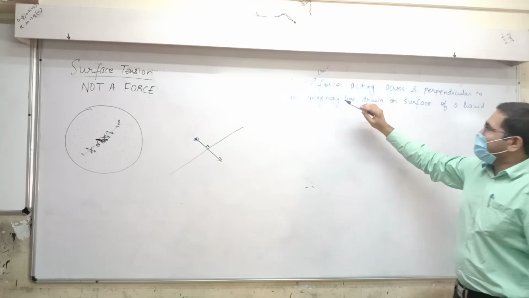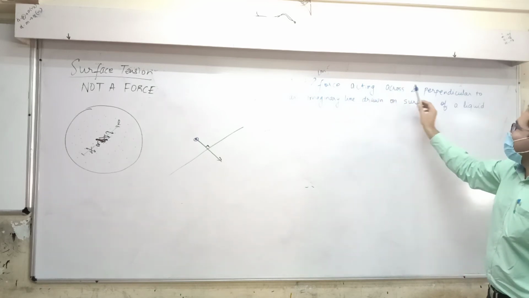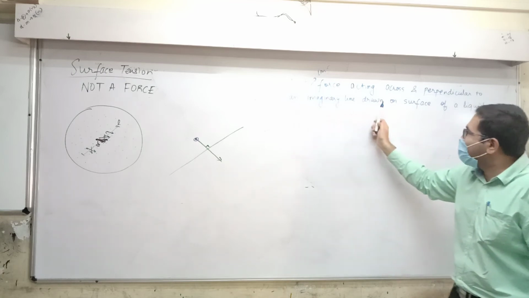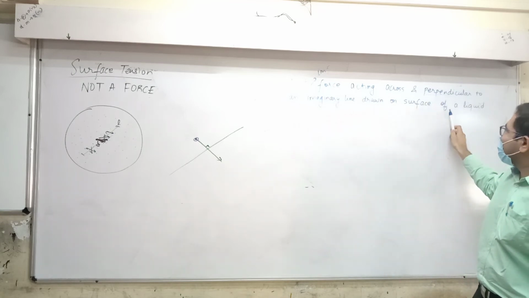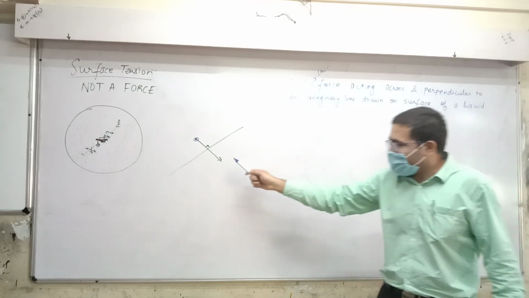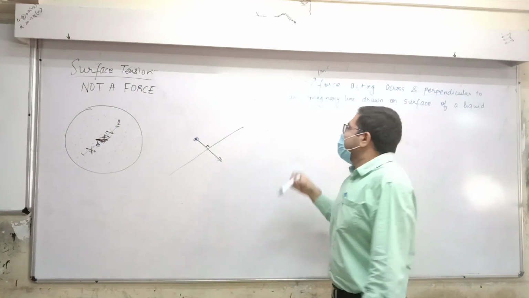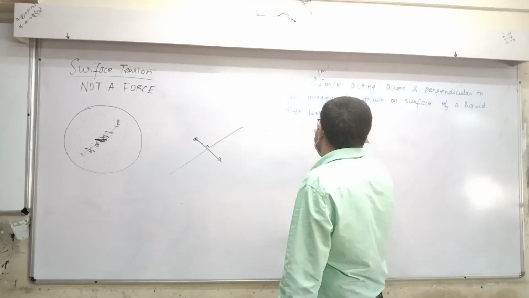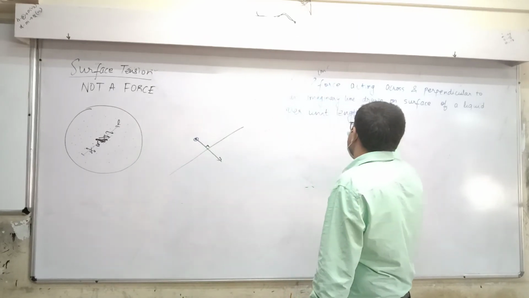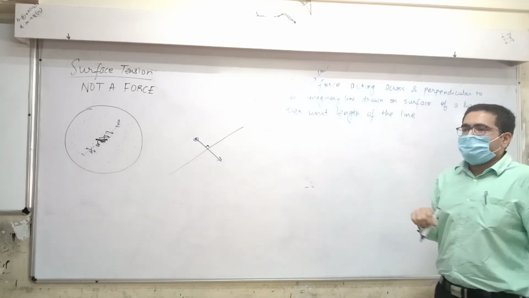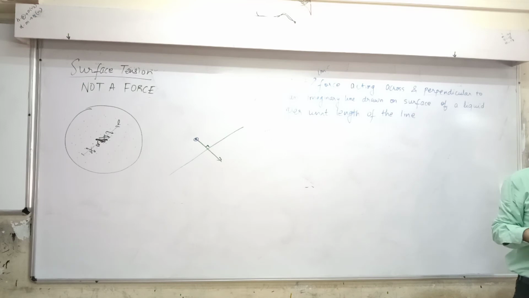Okay, so net intermolecular force acting across and perpendicular to an imaginary line drawn on the surface of a liquid. Did you understand this much? Yes. This is the force we are talking about. For unit length of the line. Per unit length of the line.